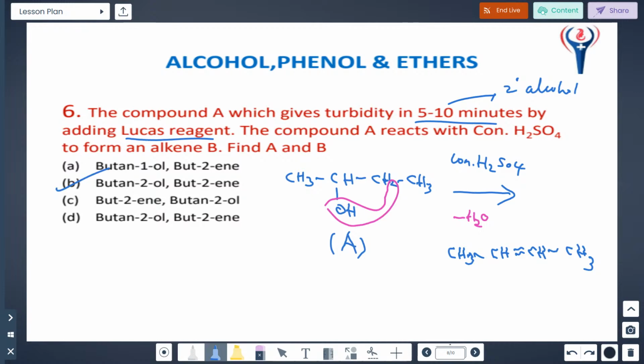Understood? So all the tests you must know: the Lucas test, the dehydration test, the oxidation test. If you know these tests, you will be able to solve the sums. Right. Next one.